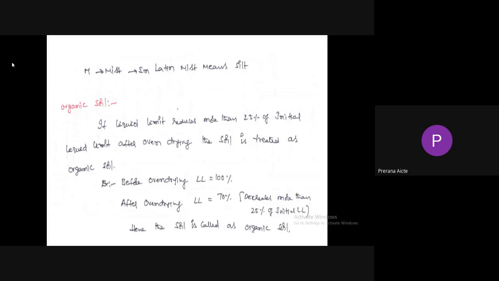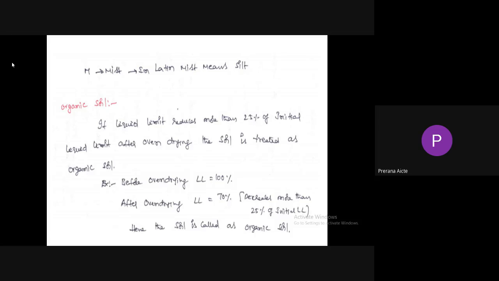So after oven drying, if the liquid limit is reduced by more than 25%, or reduced below 75% of the initial value, it is called organic soil. Here, after oven drying, the liquid limit is reduced to 70%, which means reduced by more than 25%. That's why the soil is called organic soil. Otherwise it is called inorganic soil. So if the liquid limit reduces by more than 25% of the initial liquid limit after oven drying, the soil is treated as organic soil.